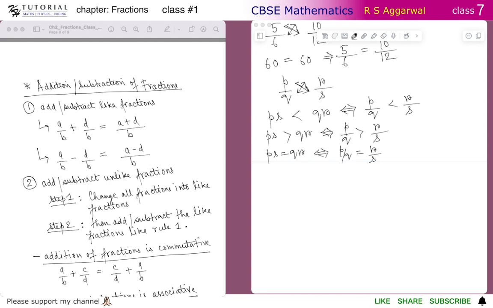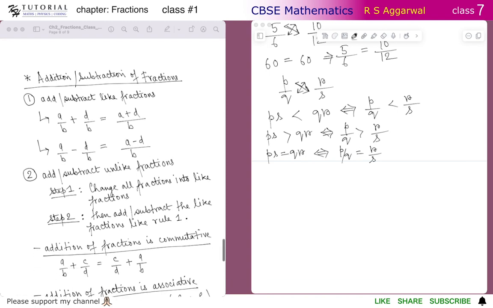Similarly, when we subtract the like fractions d by b from a by b, we get a by b minus d by b equals, we subtract the numerators and the denominator remains the same, which becomes a minus d by b.